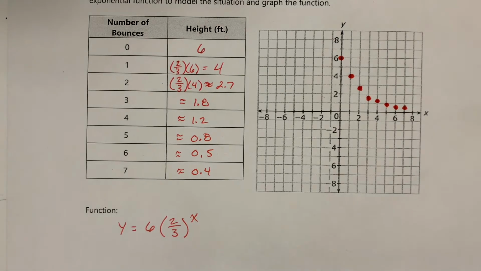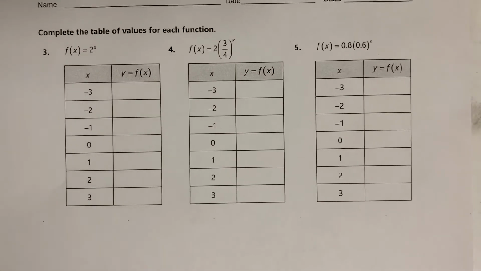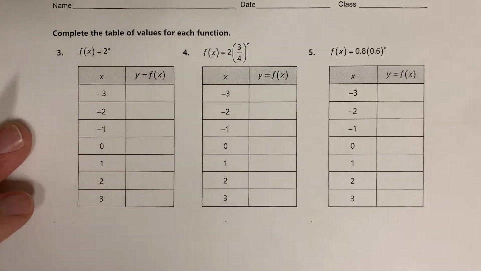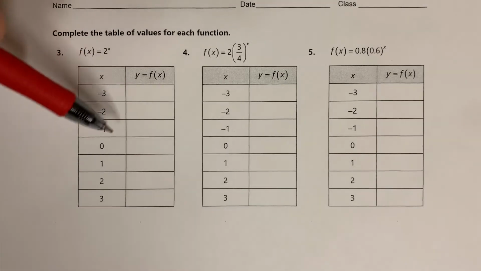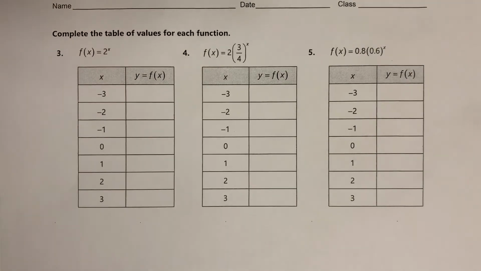All right, now let's go ahead and take a look at some tables of values. It says to complete the table of values for each function. Here you have f of x is equal to 2 to the x. This is just to get you used to coming up with values here, how to actually find these numbers to put in these tables so you can graph them.